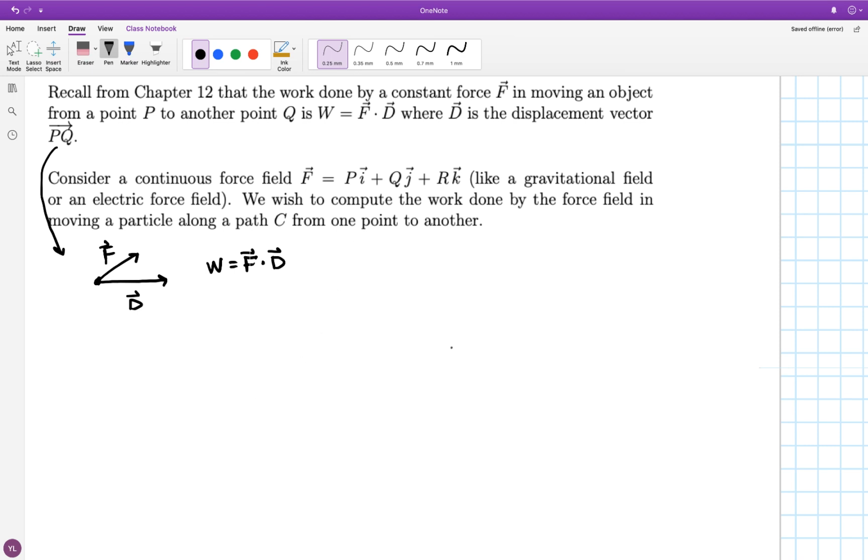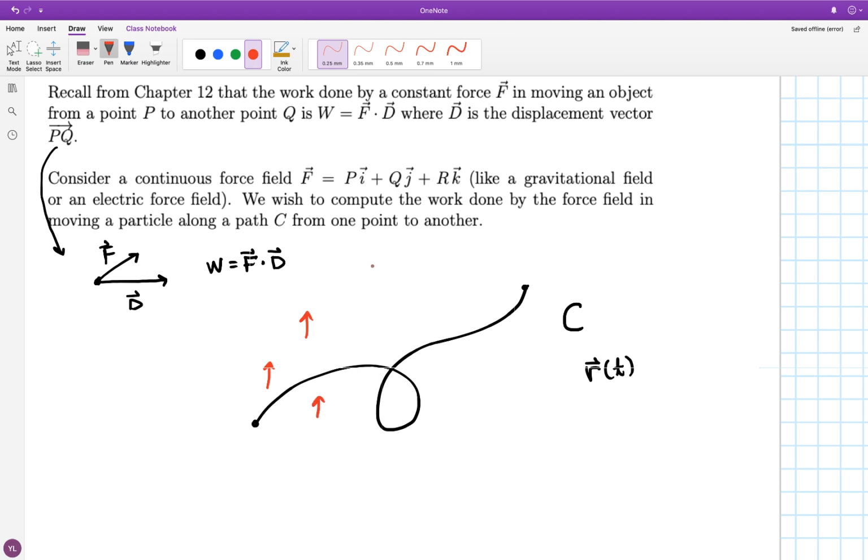So I want to imagine the computation of work that force field applies in moving an object from one point to another across a parameterized curve. So let me draw a curve like this. Imagine it in space. Let's say it's parameterized by the vector function r of t. And this could be 2D or 3D, doesn't matter. And then I have forces acting on every point in space, let's say, and they vary as you move around in space.